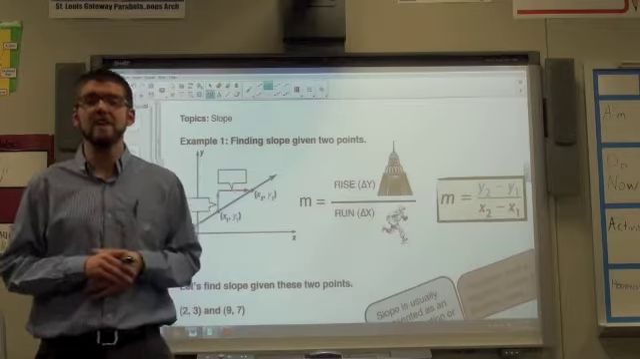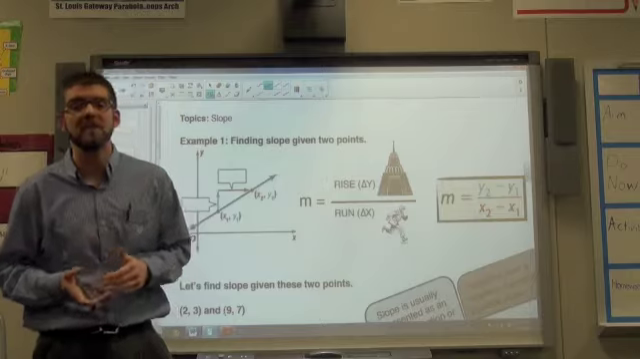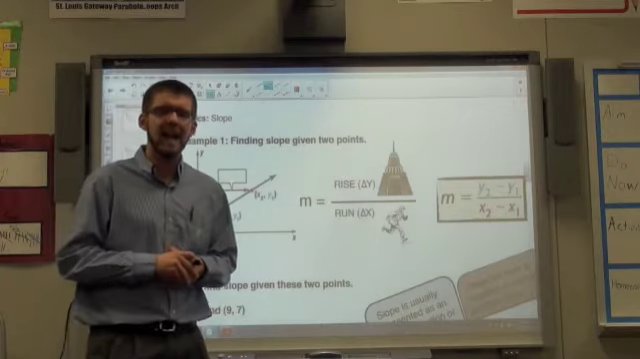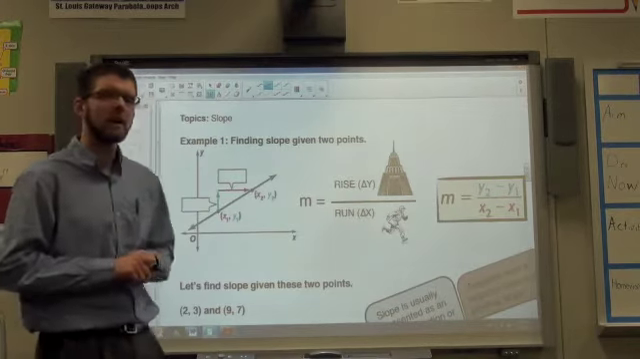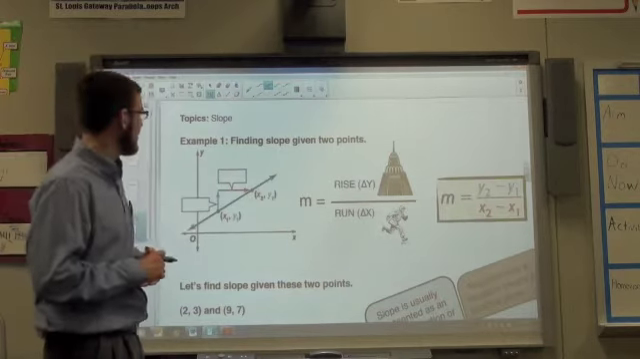Hello, Mr. Stipes here to teach you about slope today. If you're following along at home, this is Learning Ladder 5.1, and we will be looking at page 4, example 1. How do we find the slope given 2 points and 2 coordinates here?